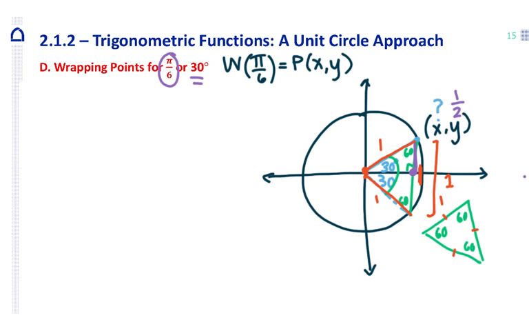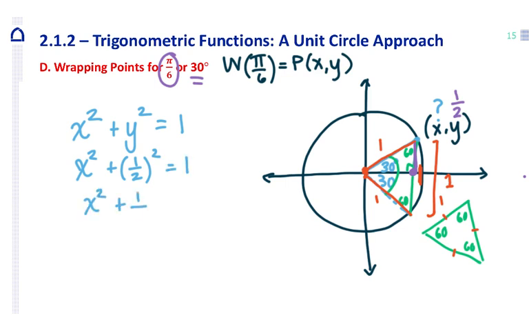But remember, on a unit circle, x squared plus y squared should equal 1. So that means x squared plus 1/2 squared should equal 1. So x squared plus 1/4 equals 1. We'll subtract 1/4 from both sides. x squared equals 3/4. So then when we take the square root of both sides, x equals plus or minus the square root of 3 over 2. The square root of 4 is 2, remember?